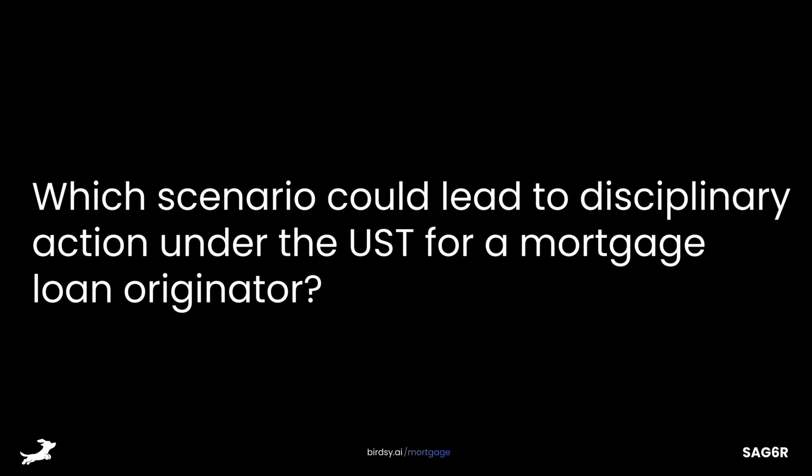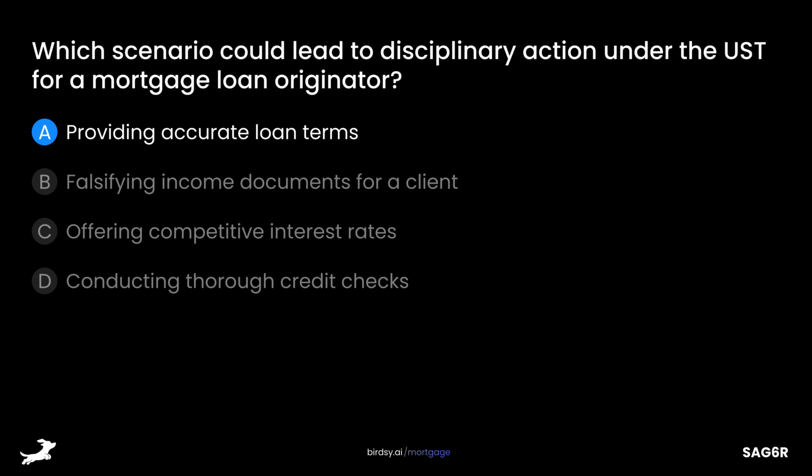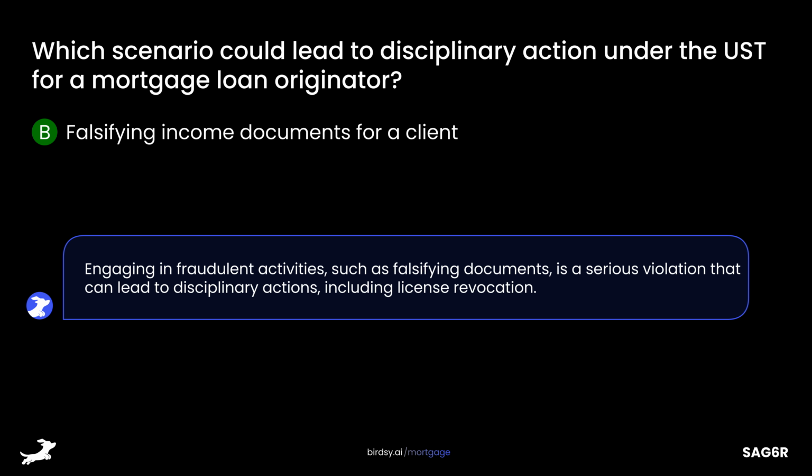Which scenario could lead to disciplinary action under the UST for a mortgage loan originator? Is it A, providing accurate loan terms, B, falsifying income documents for a client, C, offering competitive interest rates, or D, conducting thorough credit checks? The answer is B, falsifying income documents for a client. Engaging in fraudulent activities, such as falsifying documents, is a serious violation that can lead to disciplinary actions, including license revocation.